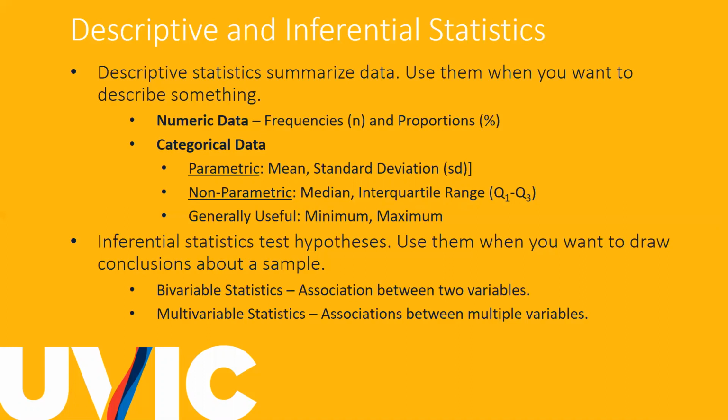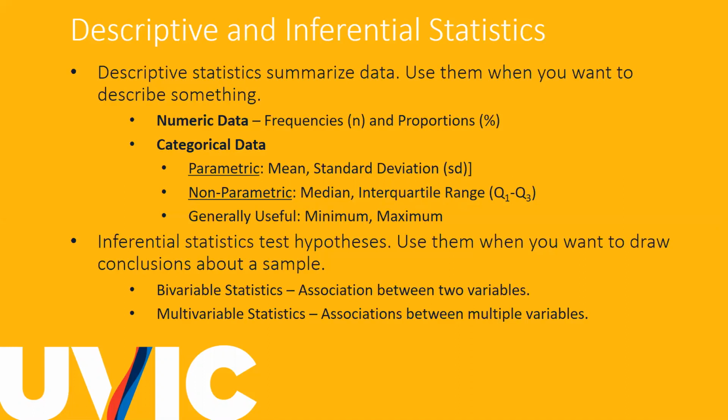To begin, let's refresh ourselves about the general difference between descriptive and inferential statistics. Descriptive statistics is generally focused on describing or summarizing data, describing what you see. So this includes if you're working with categorical data. I just realized on the slides these words are flipped. So it should read, for categorical data, use parametric or non-parametric or just the generally useful minimum and maximum descriptors.